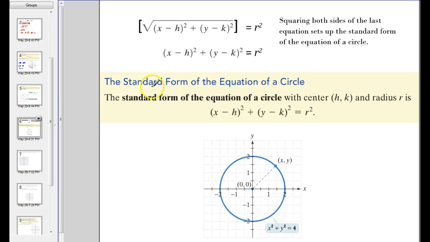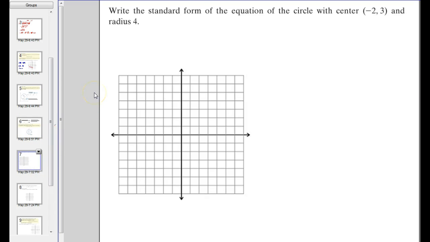Alright, but we're going to come up with things that look like this. Always simplify this. Don't leave it something squared, like 3 squared. We don't write 2 squared down here. We write 4. Okay, so make sure that if you know what r is, that you actually write it. Alright, so we got a center, negative 2, 3, and radius 4.